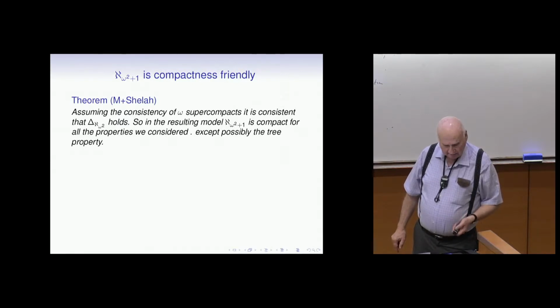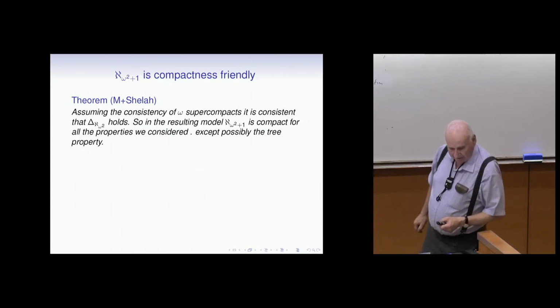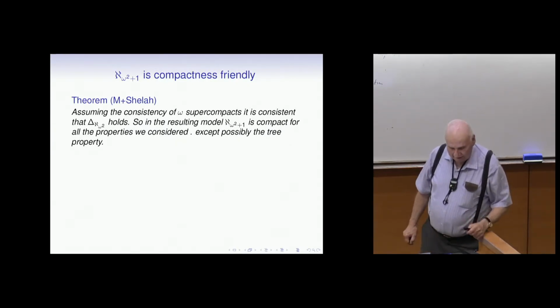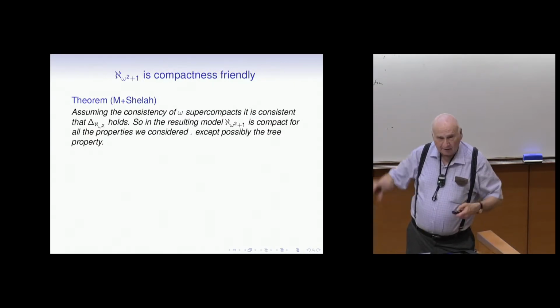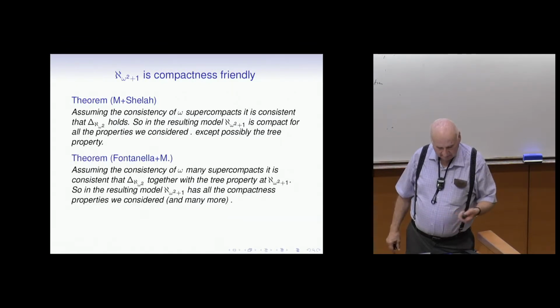Now, this principle, assuming the consistency of omega many supercompacts, it is consistent that this delta reflection principle holds at Aleph Omega square. Remember, at Aleph Omega, it cannot hold because it implies reflection and compactness properties which Aleph Omega, as a theorem of ZFC, fails to have. So in the resulting model, Aleph Omega square plus 1 is compact for all the properties considered, except possibly for the tree property.